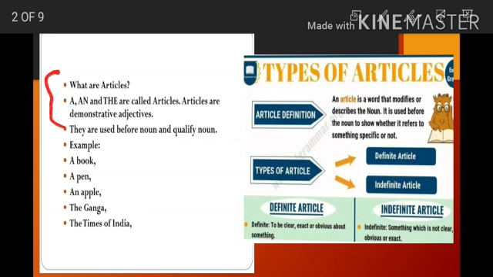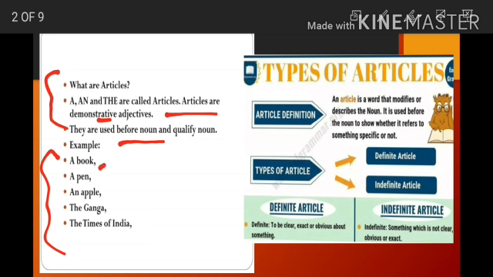What are articles? A and the are called articles. Basically articles are demonstrative adjective जो कि क्या करता है, they are used before noun and qualify noun. वो noun के पहले बैठता है और noun के बारे में कुछ बताता है. See some examples. A book, a pen, an apple, the Ganga, the Times of India.